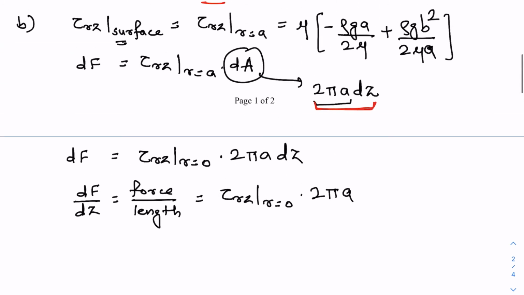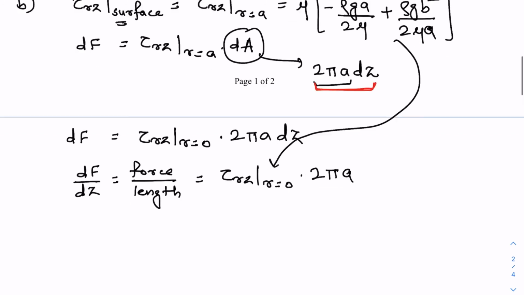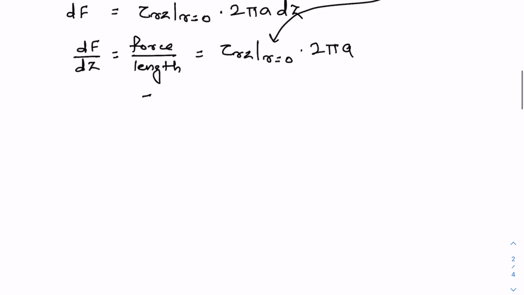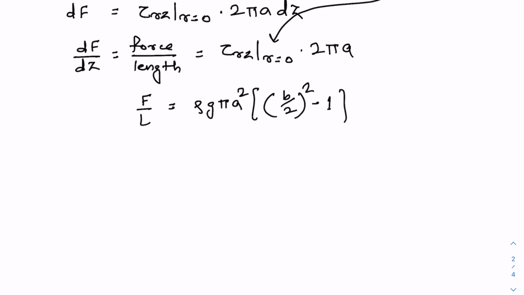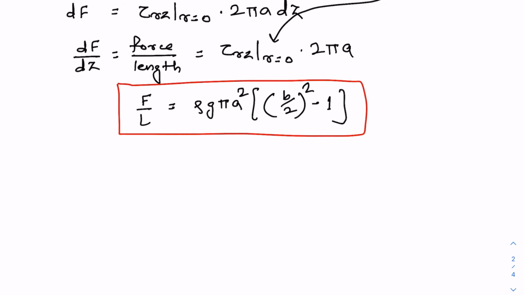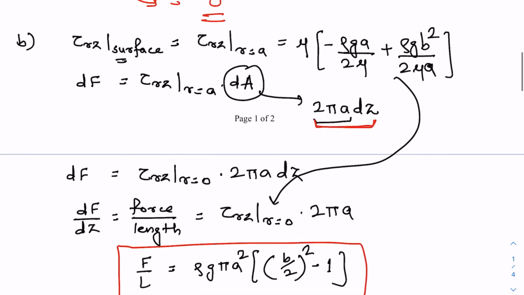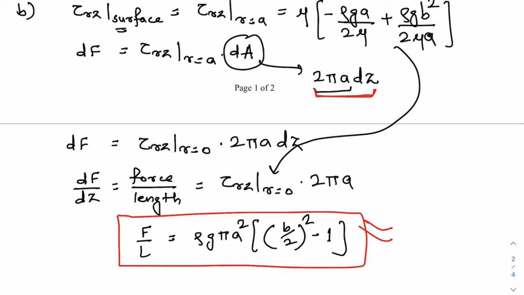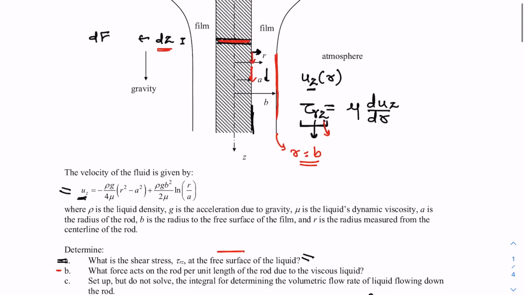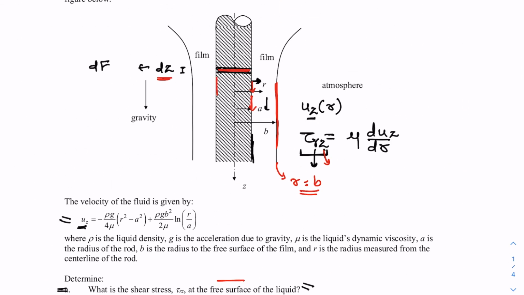So I just need to substitute this here, and F by L will be equal to rho g pi a square times b by a square minus 1. So that's the force acting per unit length on the rod.